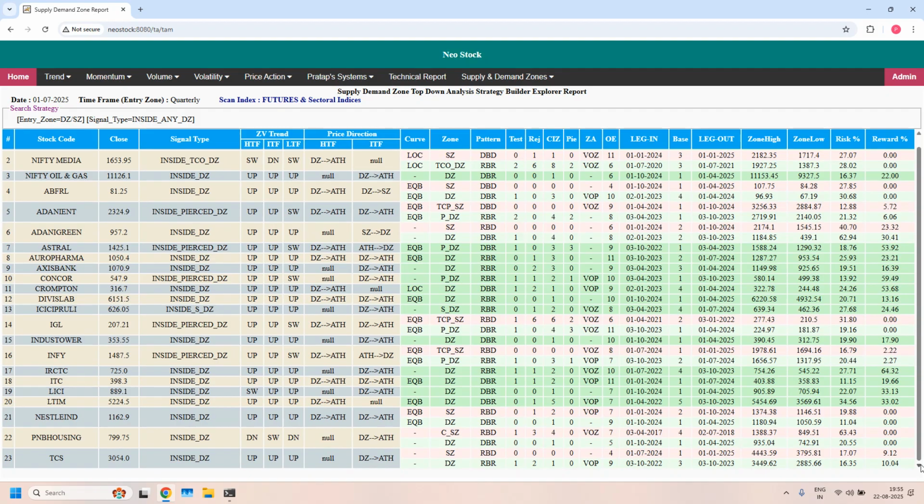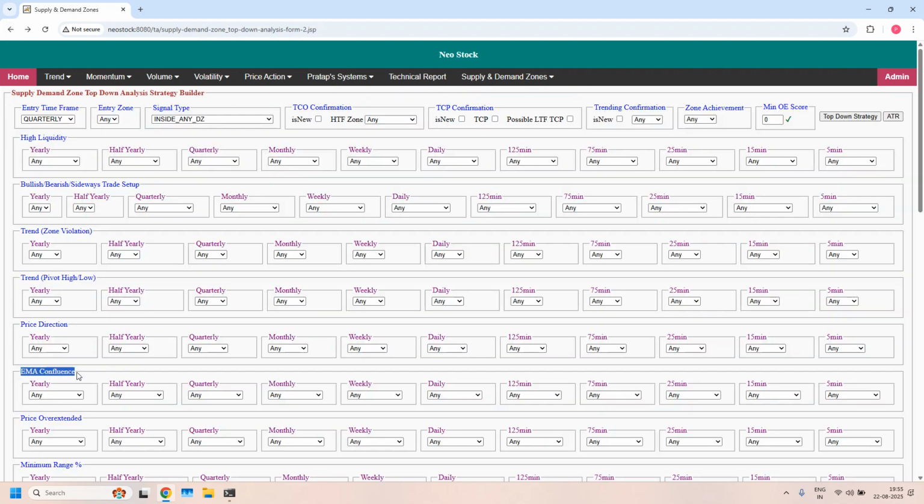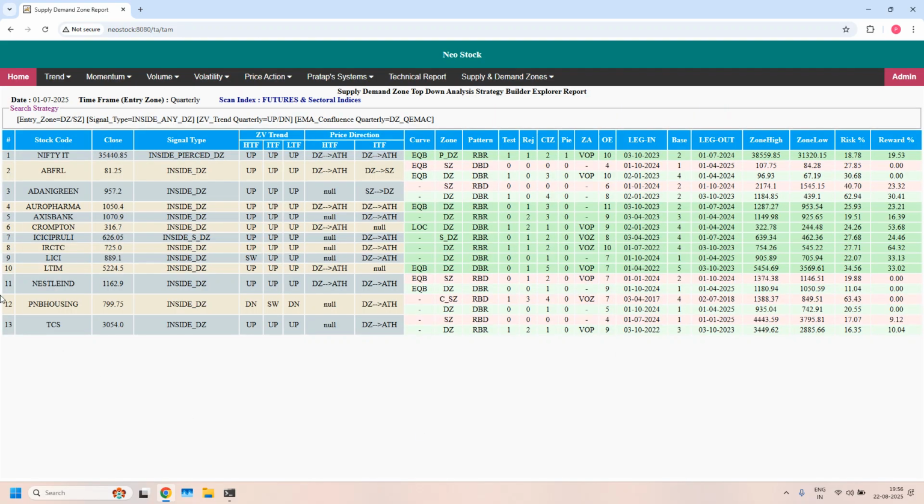We can further filter this list based on quarterly demand zone having quarterly EMA confluence. So I'm going back, adding the filter at quarterly time frame by setting quarterly demand zone having quarterly EMA confluence. At the same time, trend on the quarterly should not be sideways. EMA confluence when you set, trend should not be sideways. That's why I'm selecting only up or down trend. Let's filter. We got 13 stocks.